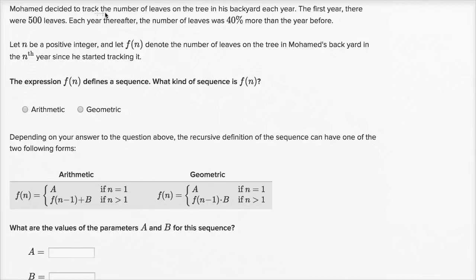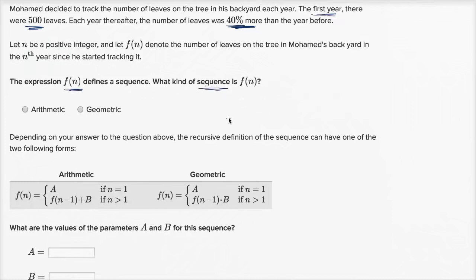Muhammad decides to track the number of leaves on the tree in his backyard each year. The first year, there were 500 leaves. Each year thereafter, the number of leaves was 40% more than the year before. Let n be a positive integer, and let f of n denote the number of leaves on the tree in Muhammad's backyard in the nth year since he started tracking it. The expression f of n defines a sequence. What kind of sequence is f of n?